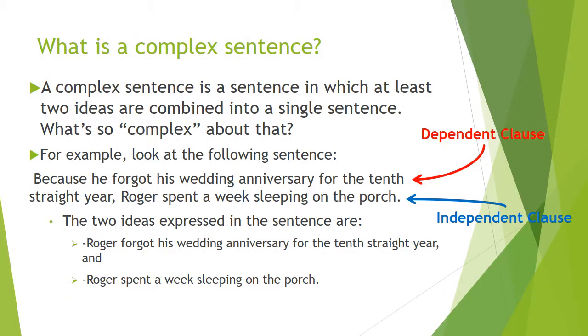A complex sentence is a sentence in which at least two ideas are combined into a single sentence. For example, because he forgot his wedding anniversary for the 10th straight year, Roger spent a week sleeping on the porch. Here are your two ideas. Roger forgot his wedding anniversary for the 10th time. Roger spent a week sleeping on the porch. But because that first phrase starts with the marker word because, and it does not complete a full thought, it needs to be combined with the independent clause, Roger spent a week sleeping on the porch.